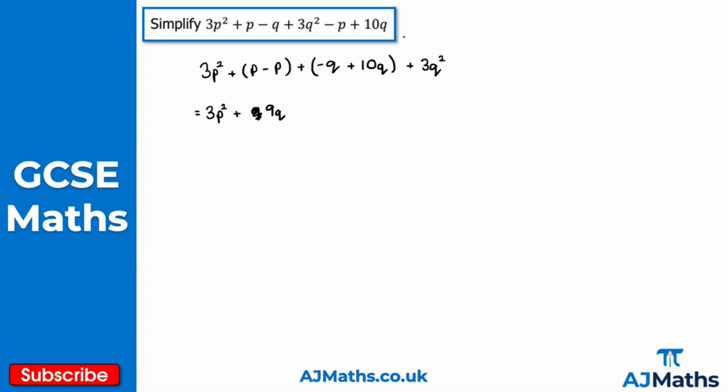9q there. And then finally we've got this 3q squared here. Again, we can't simplify that. There's nothing I can collect with that, so I just get 3q squared there. And there we have it, so that's our solution to question 2.